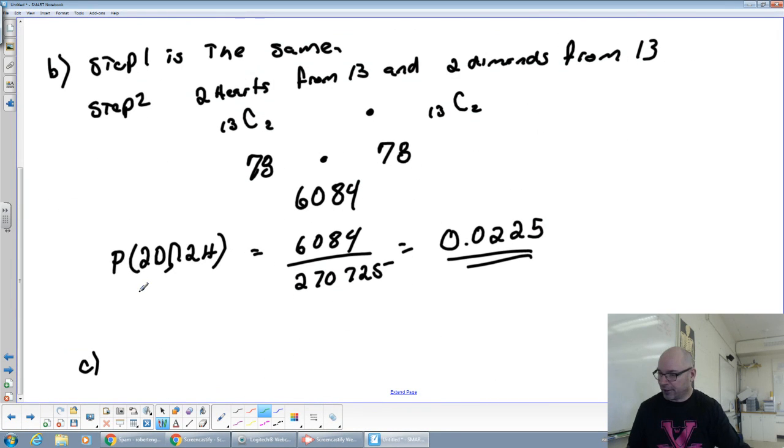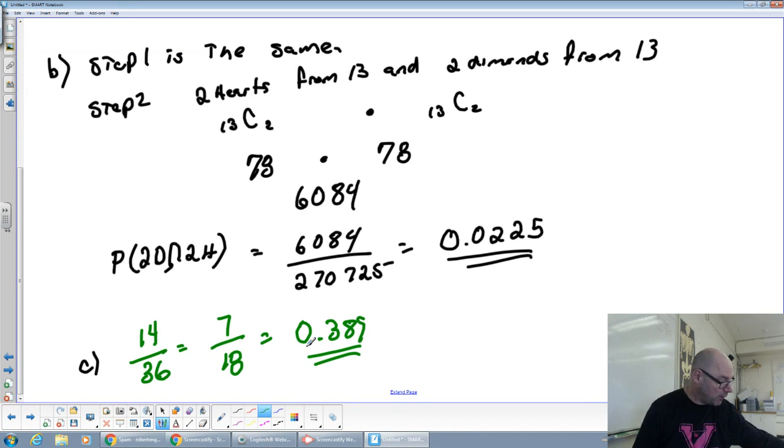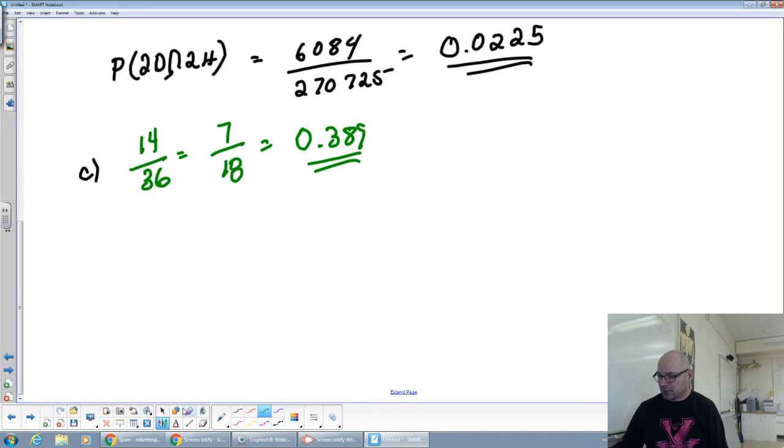So for C, we had 14 favorable ones out of 36, which is 7 out of 18 if we reduce it, or if we do decimals, 0.38888. Okay, so that's number 6. Let's do a redo on that one. That one was worth 6 points, so I'll type it on the bottom here. This will be redo number 4.